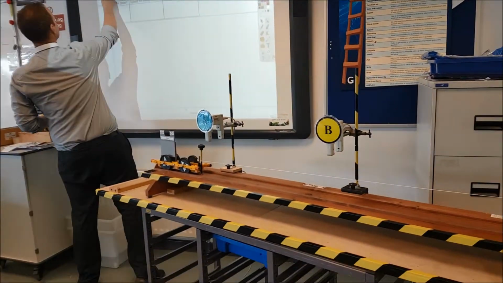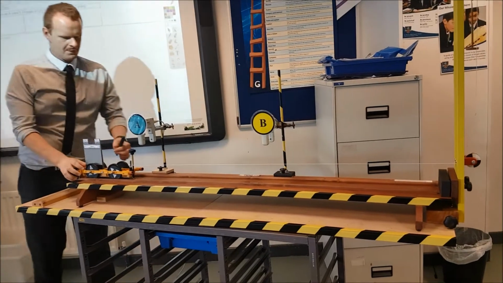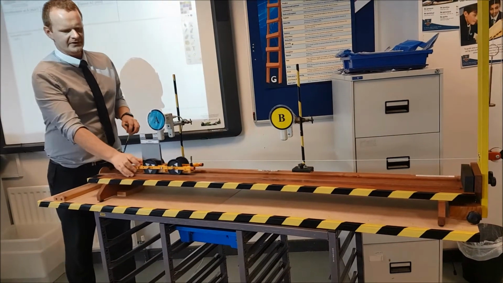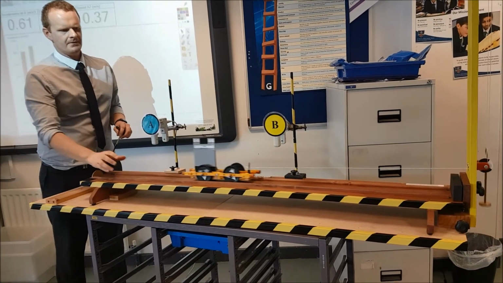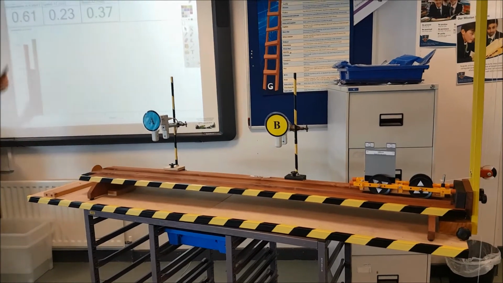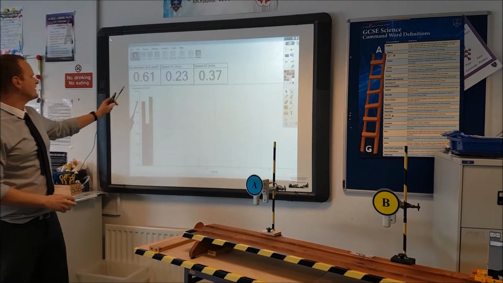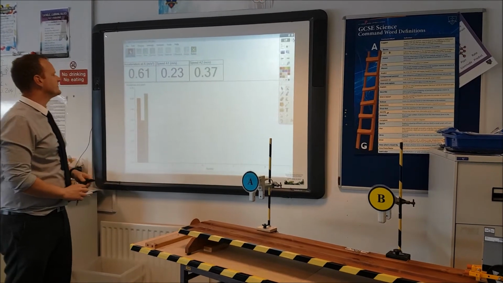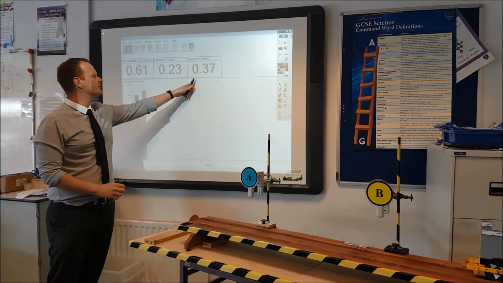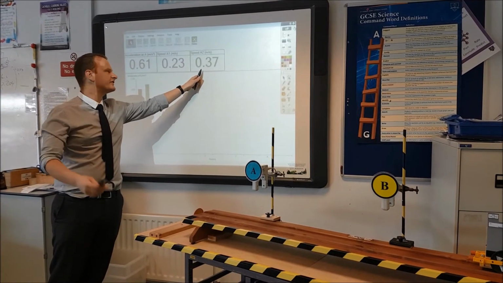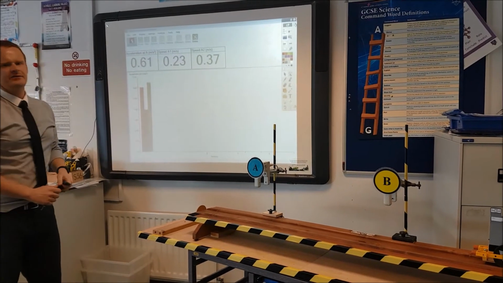If I start the program running and let the light gate through, you can see it comes up on the board there: the acceleration is 0.61 meters per second squared, the speed at A is 0.23, and it does speed up, therefore accelerating at 0.37.